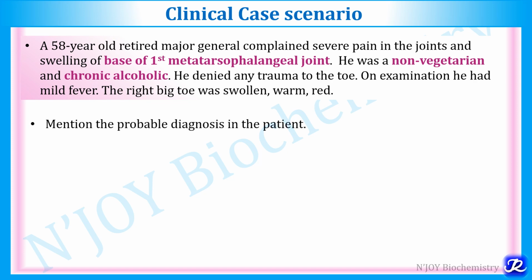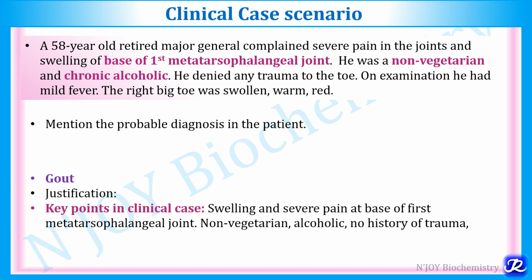So what is the probable diagnosis in the condition? It is the case of gout. Now what is the justification for this diagnosis? The key points given in the clinical case, that is swelling and severe pain at the base of first metatarsophalangeal joint, and in gout the first metatarsophalangeal joint is affected in 90% of cases of gout. So it is the characteristic feature, and gout is more common in non-vegetarians, and chronic alcoholism is also a precipitating factor for gout, and moreover there is no history of trauma to the right big toe.